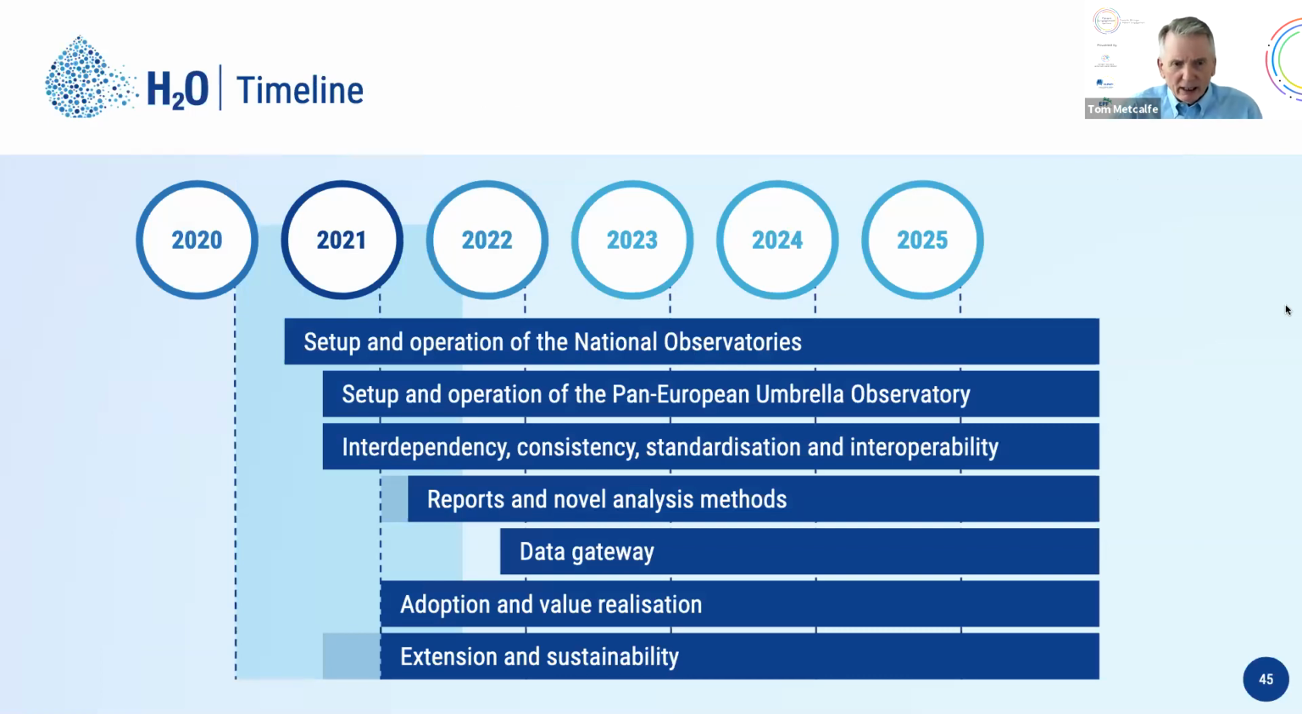So this more or less lays out this on a timeline. And as you can see, setting up the national observatories, setting up the pan-European observatory, ensuring that we have consistency, standardization and interoperability of data, and then beginning to create the data gateway as this comes to life, and building over the long term the extension to other disease areas and moving towards a self-sustaining model. If you take me to the next slide.